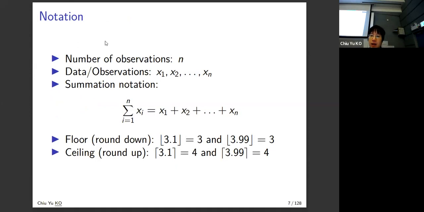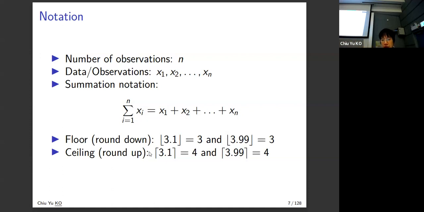We denote the number of observations by n, and each observation is x1, x2, up to xn, so there are n observations. To be consistent with the textbook and other advanced texts, we introduce what we call the summation notation. Sigma is a capital Greek letter, meaning adding from 1 up to n. You will see this notation in the textbook. I try not to use it in my slides, but if I happen to use it, it's because it saves space.